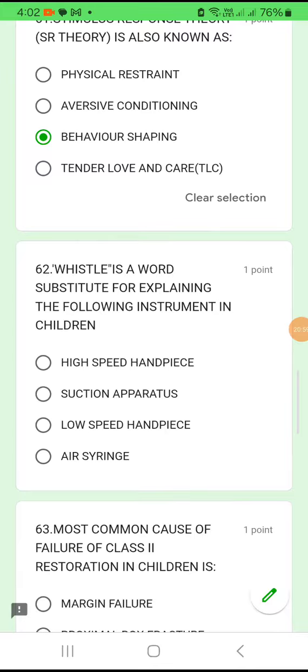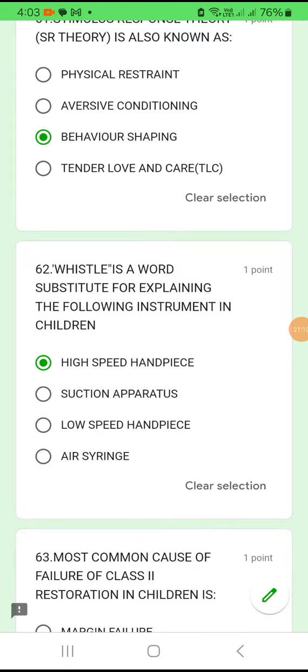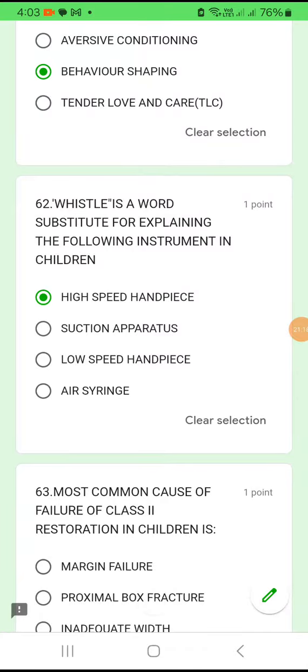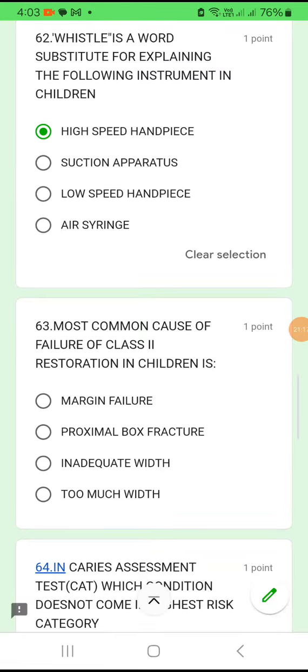Question number 62. Whistle is a word substitute for explaining the following instrument in children. So, whistle is something which causes a very high sound. So, it is a high speed handpiece. A word which is used instead of a high speed handpiece, in pedo department.